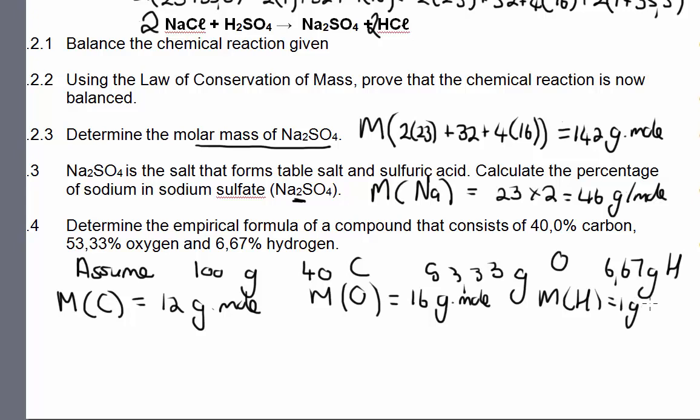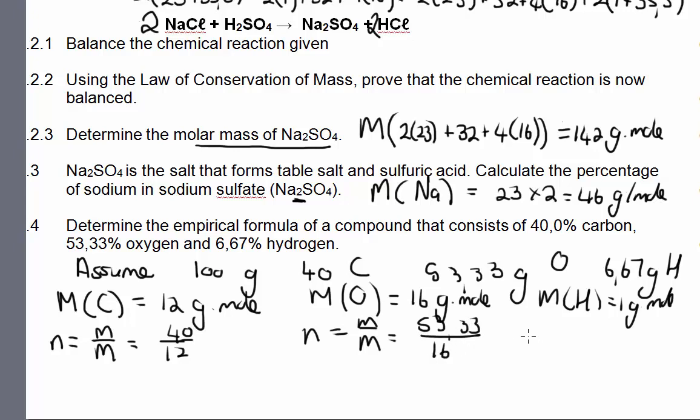1 gram per mole. So what I do now is I take the mass that I have and I divide it by the molar mass. This is the formula. N equals mass over molar mass, which is going to be 40 divided by 12. Over here, N equals mass over molar mass, same story, 53.33 divided by 16. And for the last one, N equals mass over molar mass. I hope you're getting sick of writing down the formula because it means that we get marks for that. That's why we do it every time. 6.67 divided by 1.